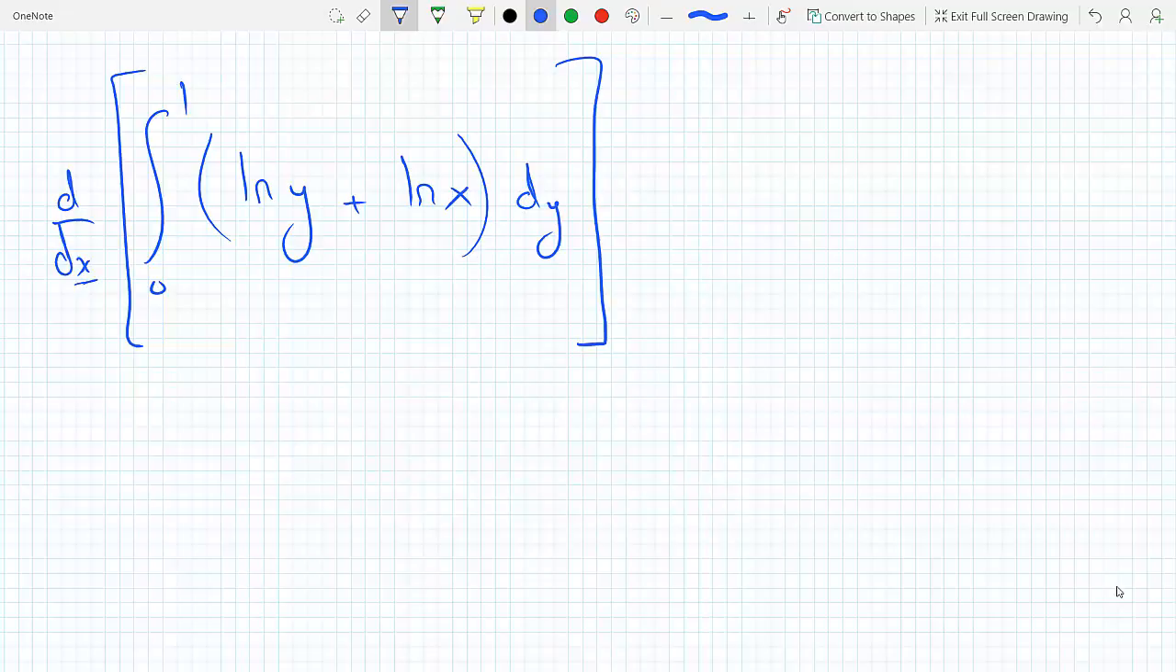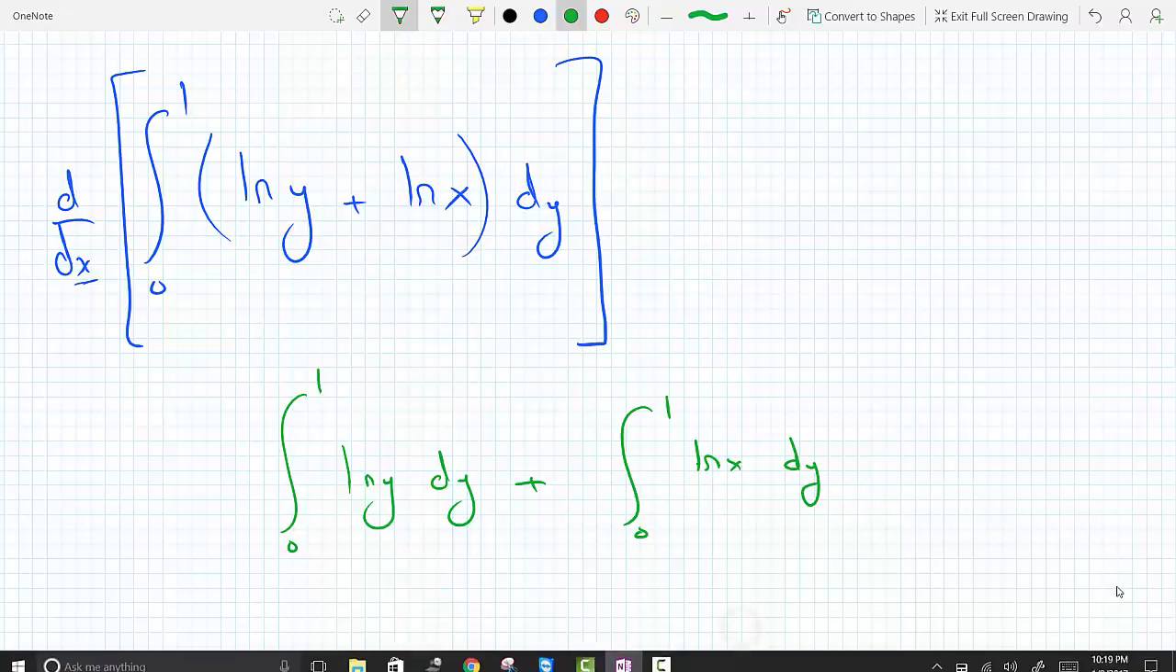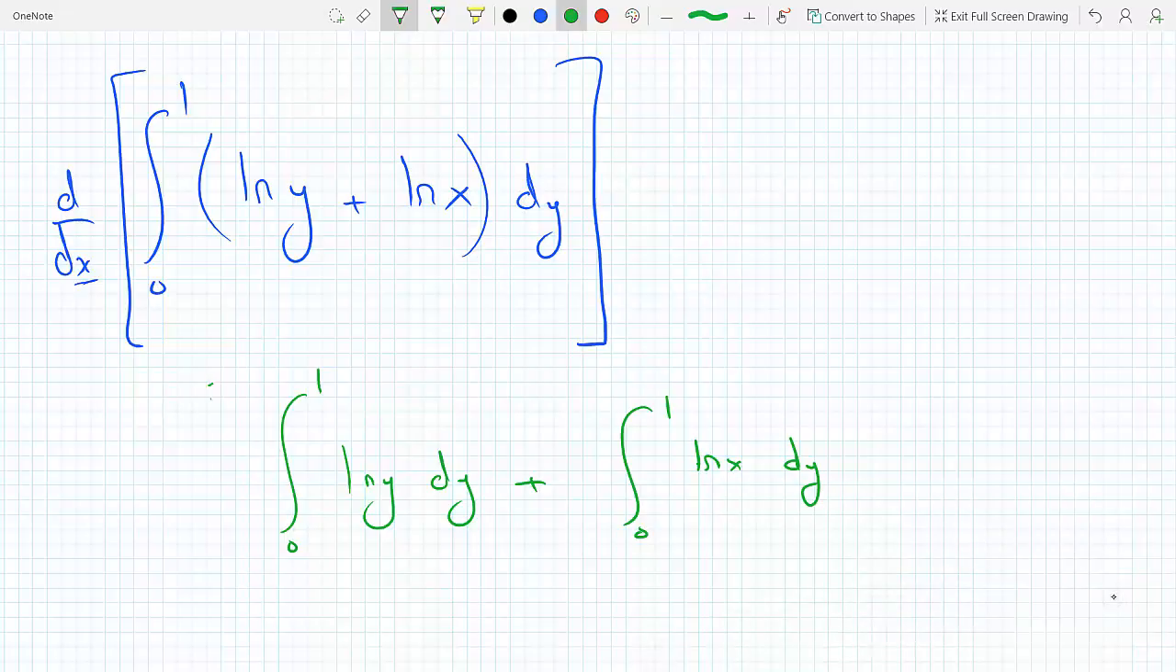and notice that the derivative here is with respect to x, and we have a term that has a y here and a term that has an x. And so what we could do is we could split this integral into two, and this goes 0 to 1 ln y dy plus 0 to 1 ln x dy. And this is of course differentiated with respect to x.